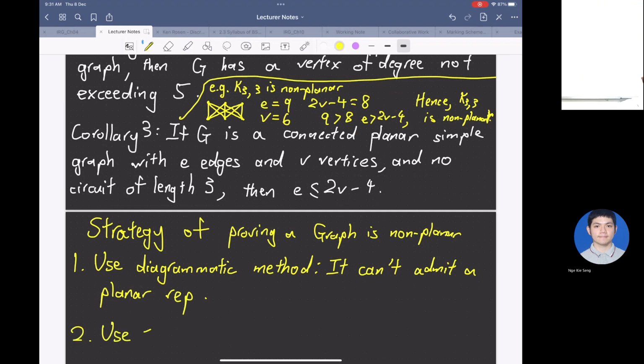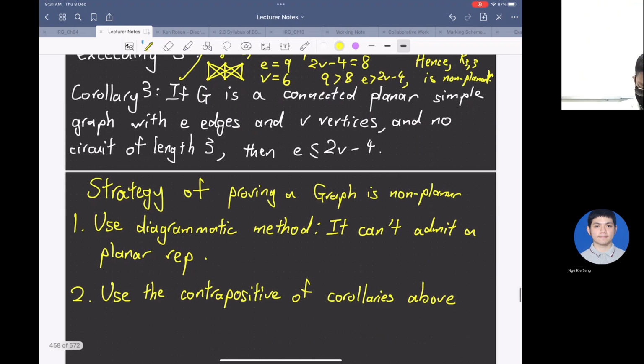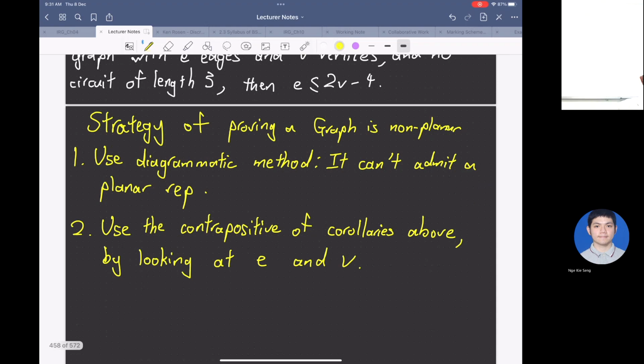Two is you use the contrapositive of the corollary above, by looking at E and V. Okay, so there are more methods to come. So we got a third method.